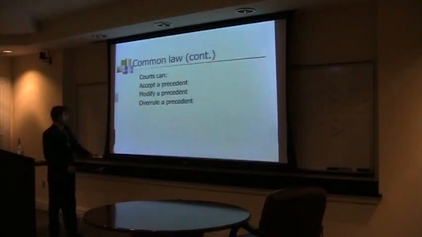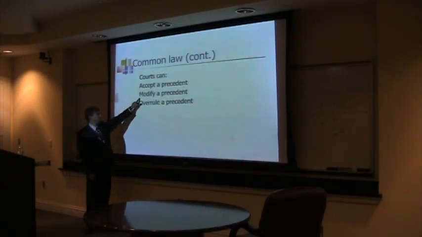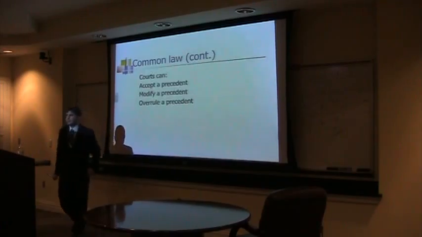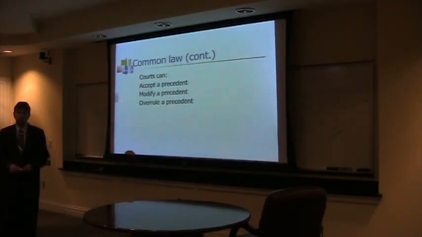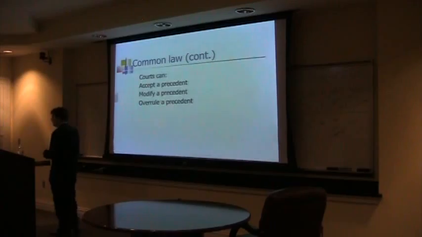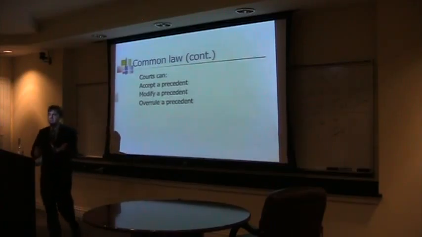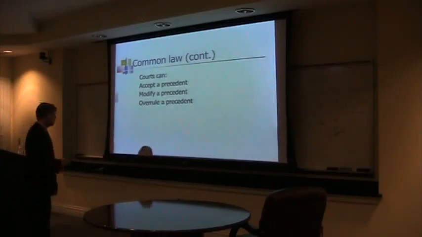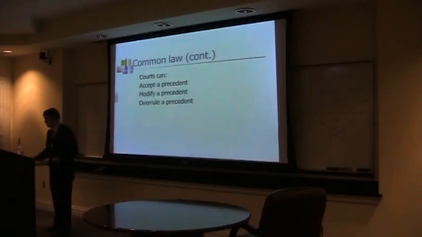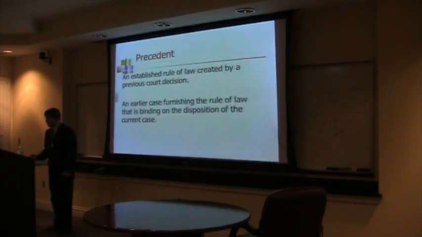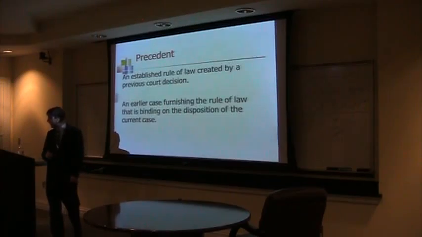And so they want to, as often as possible, accept the precedent. And if they can't do that, then they want to just modify it incrementally. And then as a last resort, they will overrule an earlier precedent. And this works the same in common law and constitutional law, because constitutional law plays out like common law.